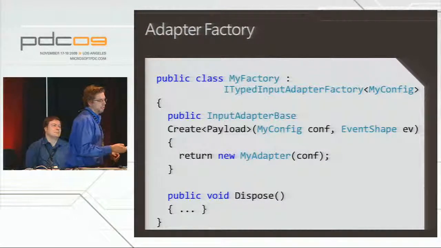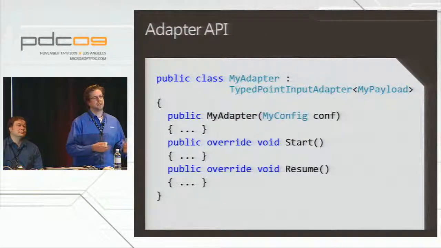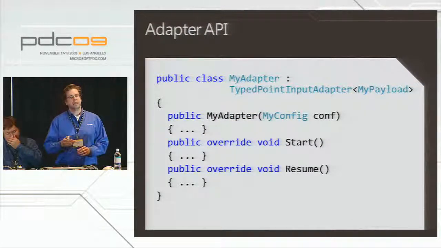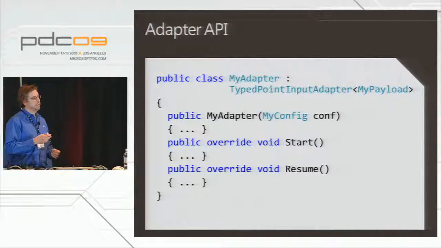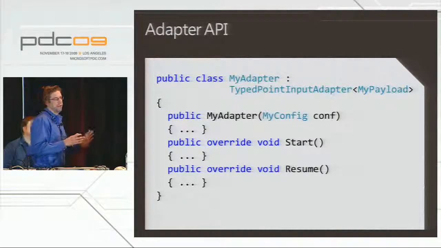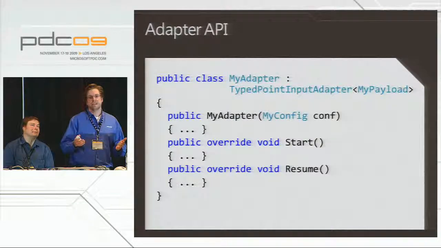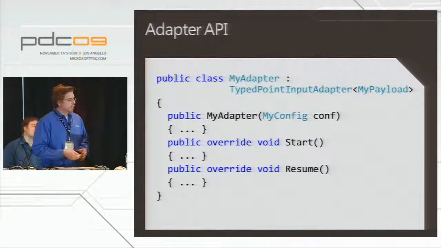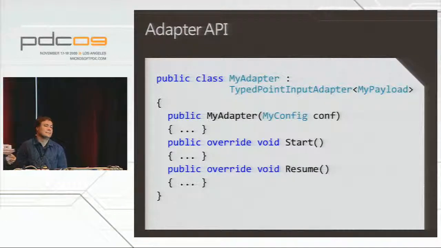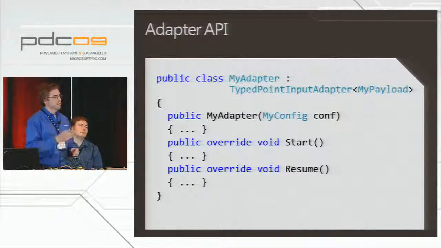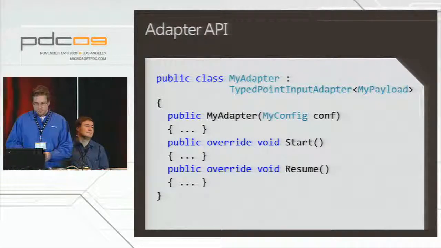Now, what is my adapter here? That's the second part that you need to implement. That's subclassing one of our adapter classes that's provided by the StreamInsight API. In this case, it's a typed point input adapter with a specific payload that's known at design time. That's a struct or a class representing my event payload. And again, what you need to do here is just override the start and resume methods. The engine will call these methods when it's ready to receive events. So you are supposed to enqueue the events in those methods. The engine will provide a thread. So this is when the adapter thread is started and is supposed to start enqueuing events. Let's have a look at the code.